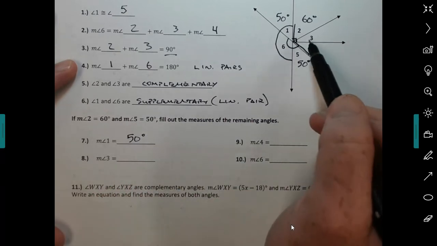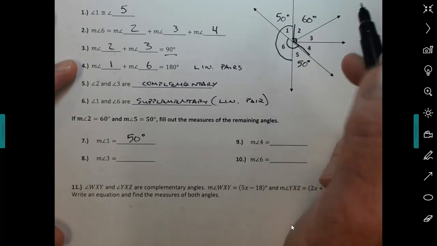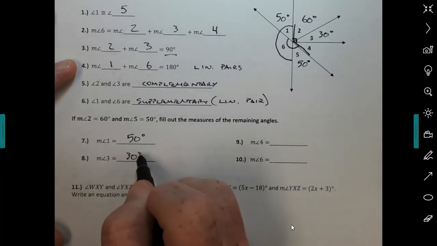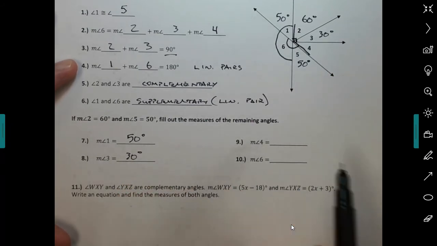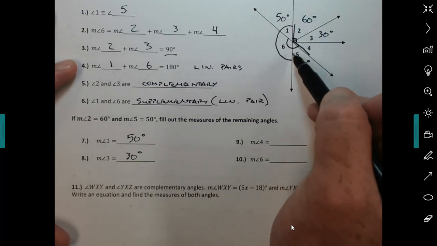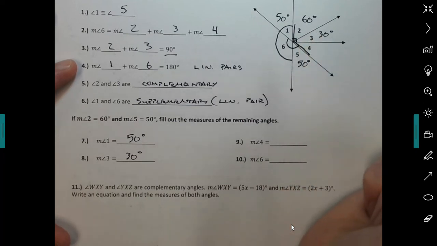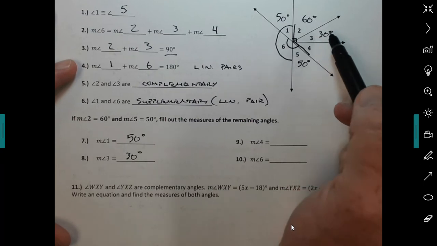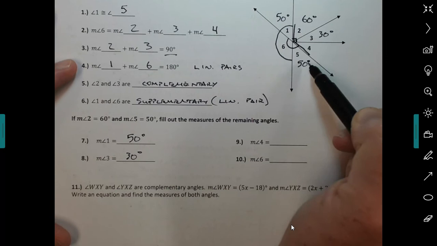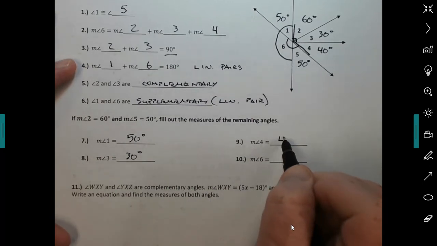Angle 3, well, we know 2 and 3 add up to 90 degrees. If 2 is 60, then 3 has got to be the rest of that 90 degrees. Angle 4 here, I do know that this straight line means that all of these angles, 2, 3, 4, 5, all have to add up to 180 degrees. So far, I got 90. 4 and 5 would have to be the rest of that 90, which means 4 has got to be 40 degrees.